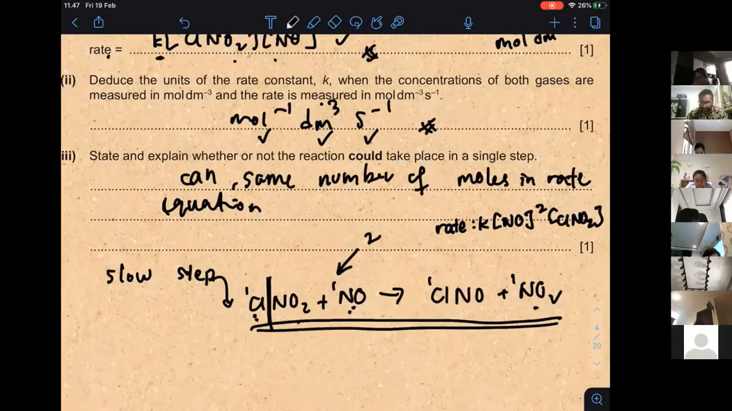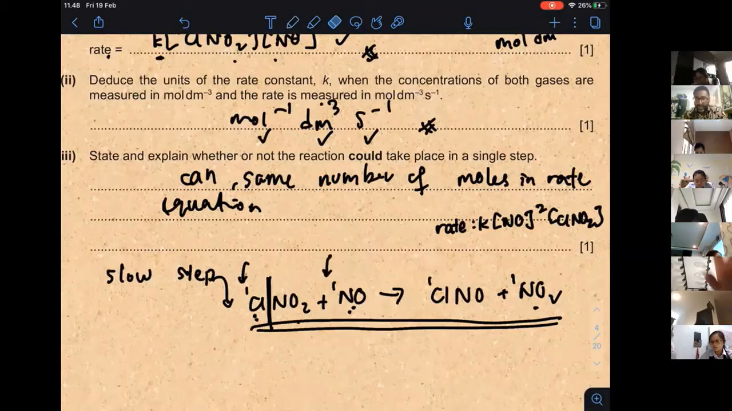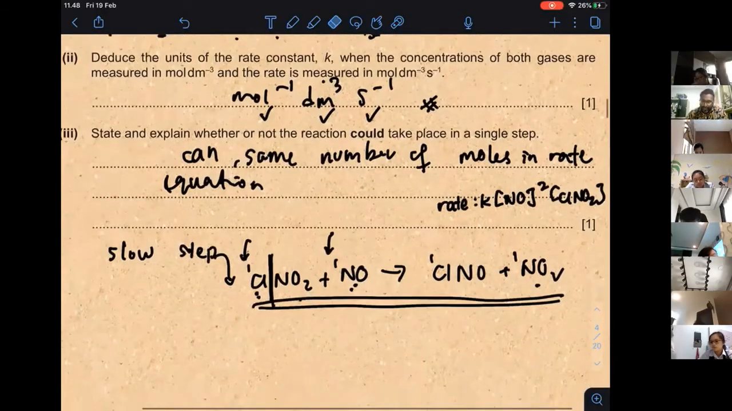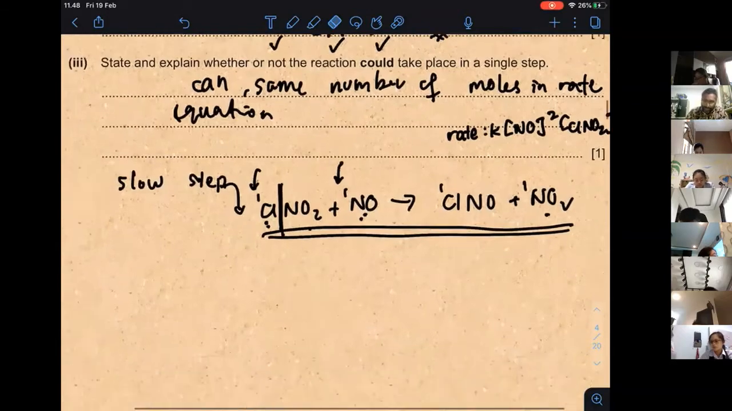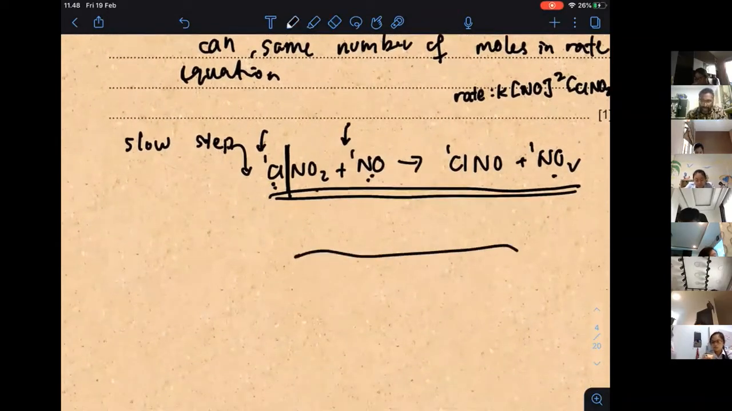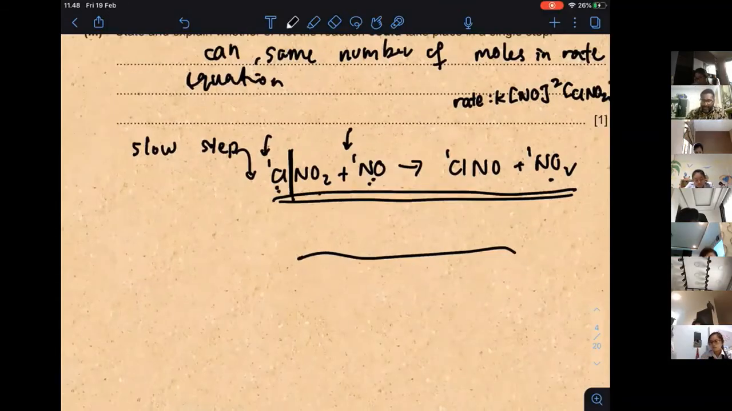So if there is a number 2 involved in front, you cannot do this in a single step. Therefore, you might need to have another step and so on. In this case, because the number of moles is going to be the same, we can do that.